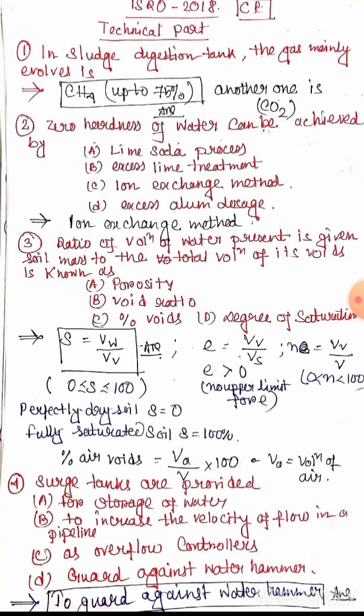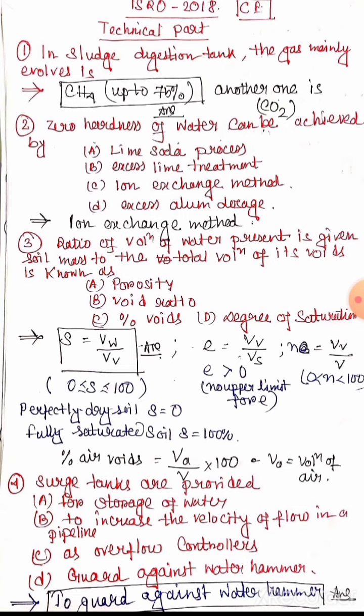Next question. The ratio of volume of water present in a given soil mass to the total volume of its voids is known as porosity, void ratio, percentage air voids, or degree of saturation. The correct answer for this question is degree of saturation. Degree of saturation is denoted by capital S, and it is the ratio of volume of water to volume of void. Other soil properties are void ratio, porosity, percentage air voids, etc.